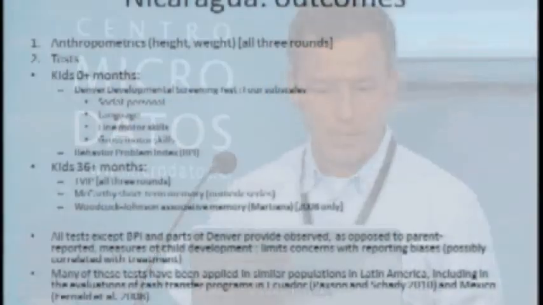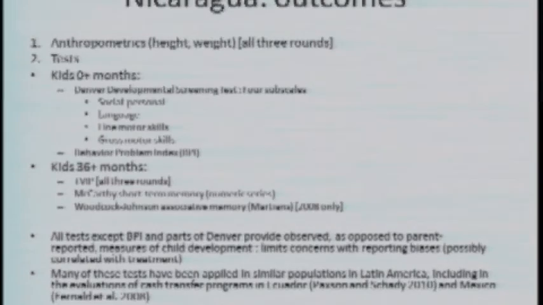We have anthropometrics. We have a variety of tests that I showed you before. Some start for children as early as 0 months, in the first month. Measures of social, personal, language, fine motor skills, gross motor skills. We have a mother-reported behavioral problem index. And then for older kids, we also have a variety of other cognitive tests, including the TVIP, which everybody must have by now discussed at length. We have a test of short-term memory, a test of what's called associative memory.